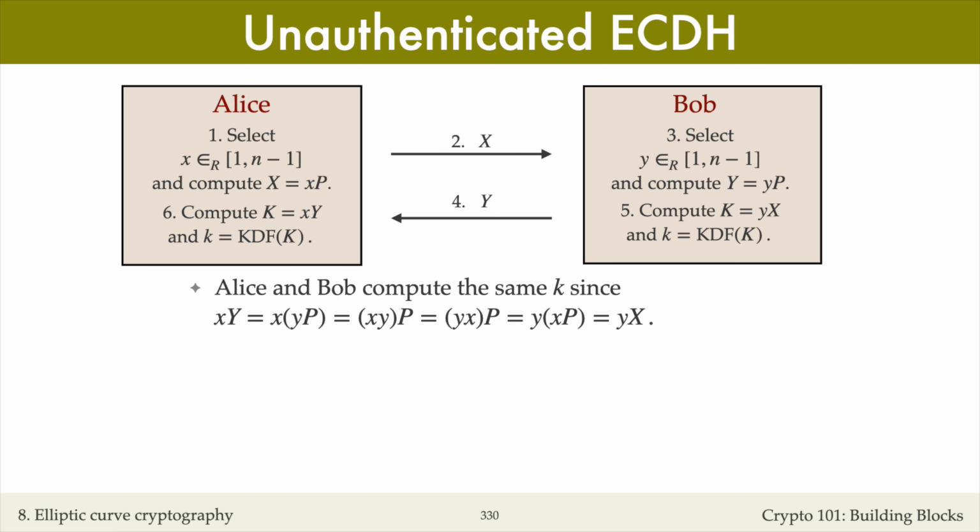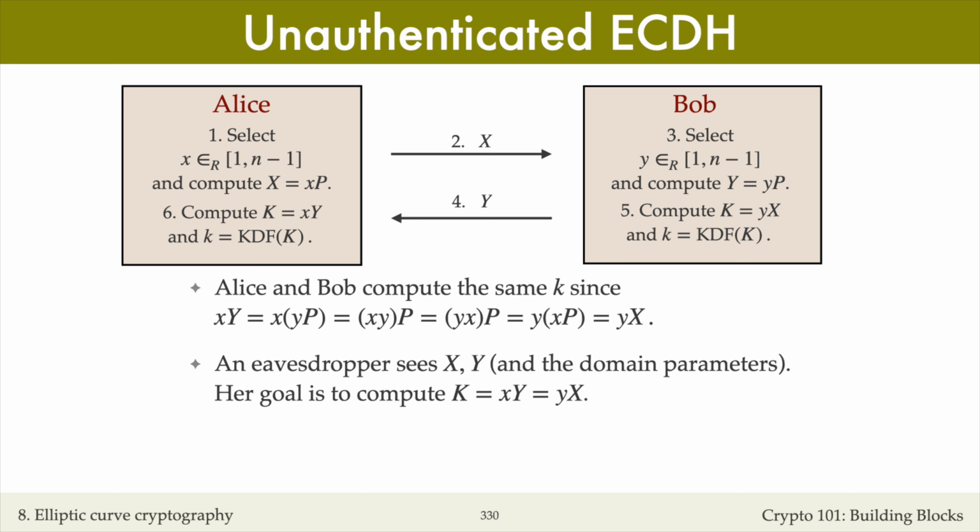I'll note that Alice and Bob indeed compute the same key k. This is because the shared secret point that Alice computes is x times Y, where Y is y times P. I can write this expression as x times y all times P, and then of course x and y commute, and so I can rearrange this expression as y times x all times P, which equals y times X, which is the point that Bob computes. So Alice and Bob compute the same point K, and thus the same key k.